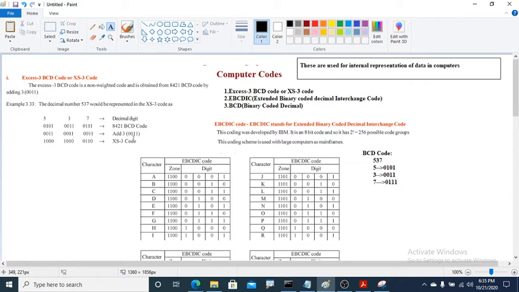Now add 3. Add 3 means 0011. For this binary addition we are adding 0011 to each of these binary numbers, and we will get these numbers. So finally the XS3 code would be like this: 1000 0110 1010.